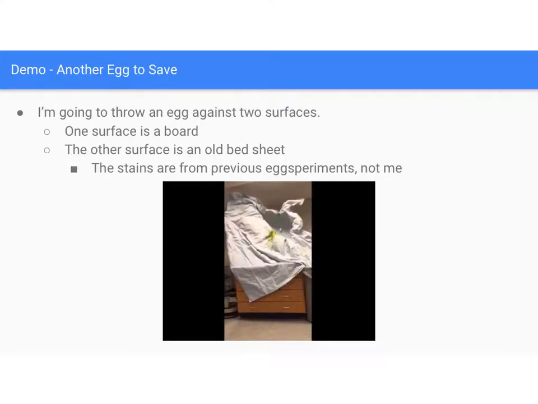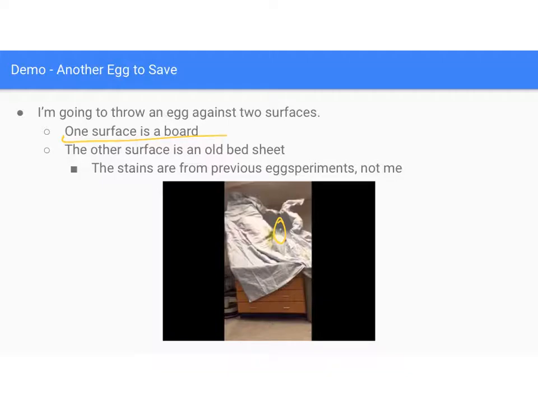If I throw an egg against a wall or a hard board, obviously the egg's going to break. But in this other example, and I plan on showing this during class, the egg is thrown against a bed sheet. And when you throw an egg against the bed sheet, no matter what surface you throw it against, the egg has to stop. So would I rather throw it against the wall or would I rather throw it against the bed sheet?